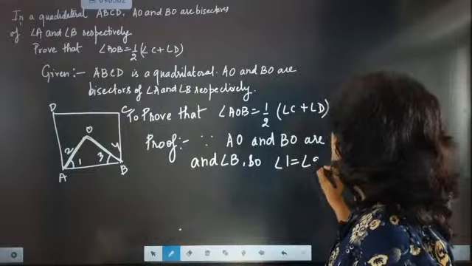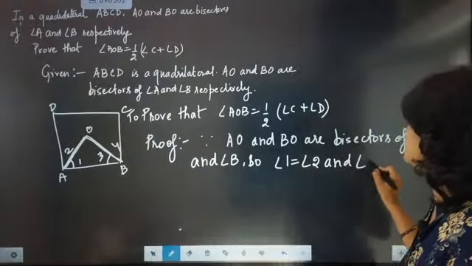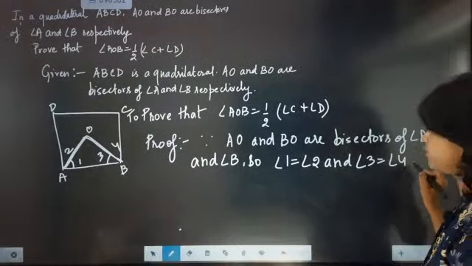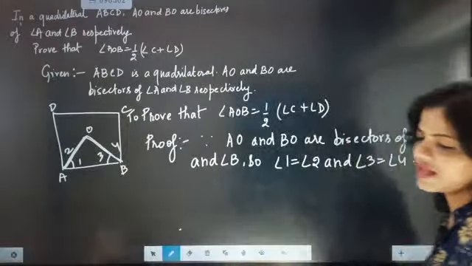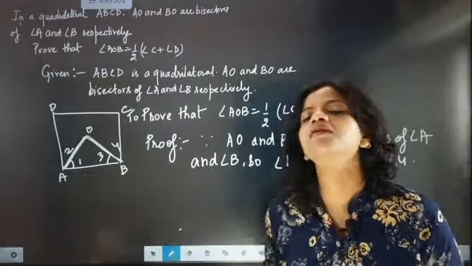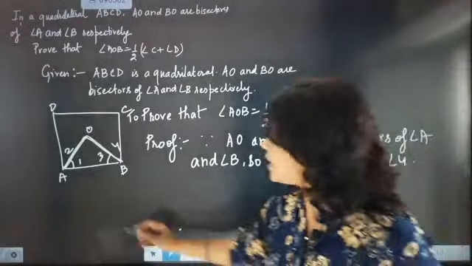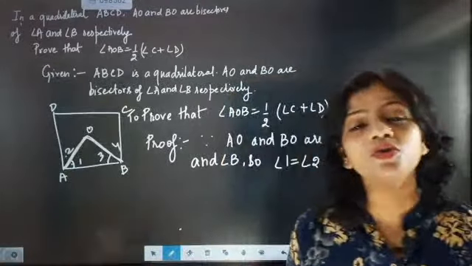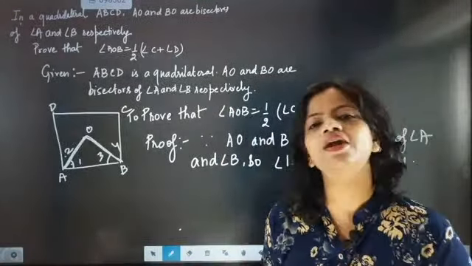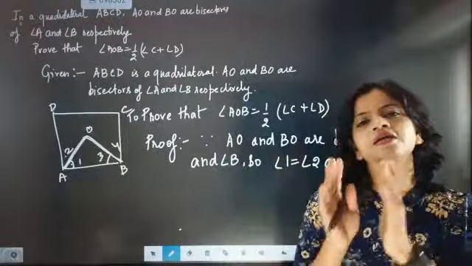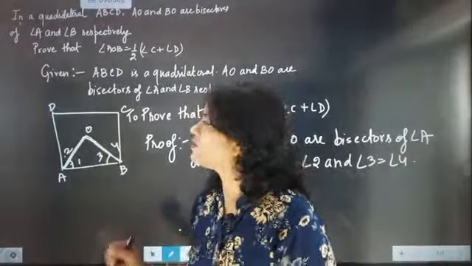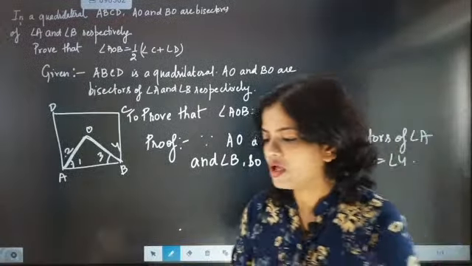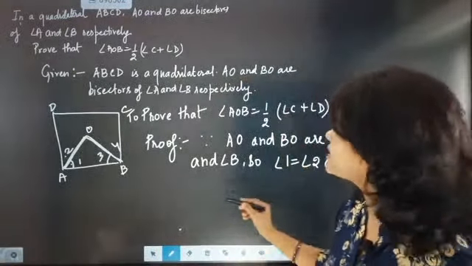Angle 1 will be equal to angle 2 and angle 3 will be equal to angle 4. Once we have written like this, it is not a big deal, because you have said that angle 1 will be equal to angle 2 because OA is the bisector. What is the speciality of a bisector? A bisector bisects the angle into two equal halves. That's it. Now for OB, angle 3 will be equal to angle 4. That deal is also over. So now the next work is what?